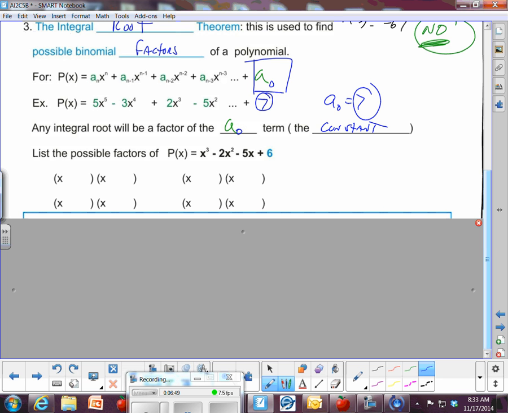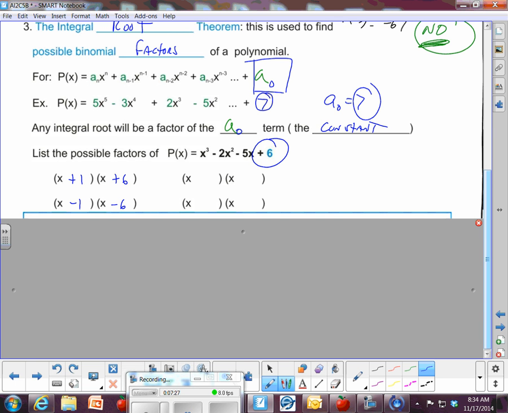So if you look at this first example here, a sub 0 is the 6, right? Would you agree? I hope you would. So here are the possibilities. You could have an x plus 1 factor and an x plus 6 factor. Doesn't 1 times 6 give you a 6? That's why I chose the 1 and the 6. 1 times 6 is 6. You could have a negative 1 and a negative 6, right? Just think about multiplying out binomials, and don't you end up with the last term being a positive 6?